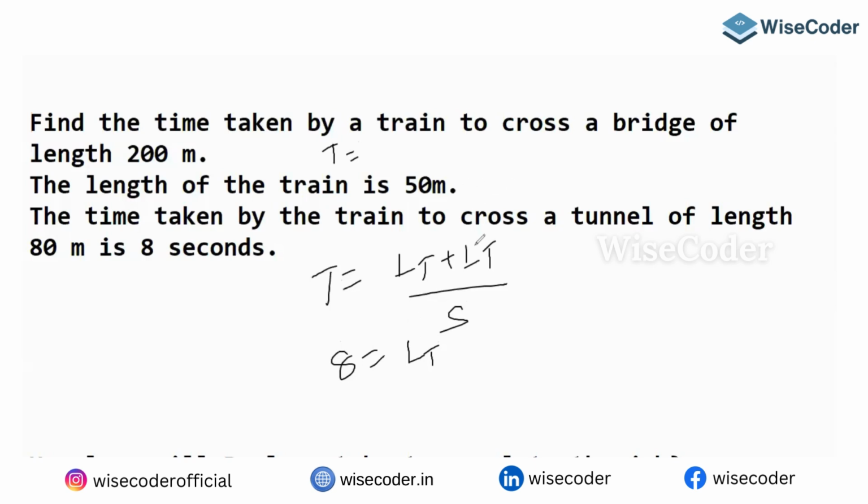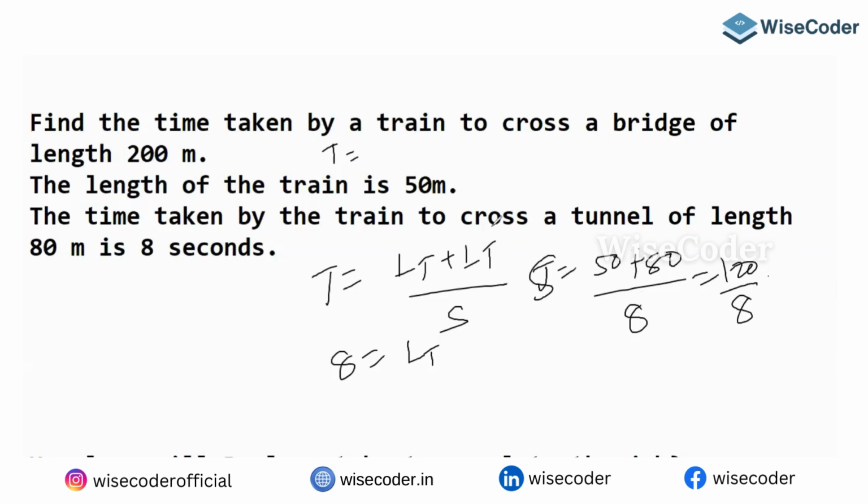If I add 2, then I can figure it out. How? The time is equal. What is the length of the train? 50. What is the length of the tunnel? 80, divided by speed. I don't know the speed. So speed equals distance divided by time, 8. That will give you 120 divided by 8. From this you will get the speed of the train.